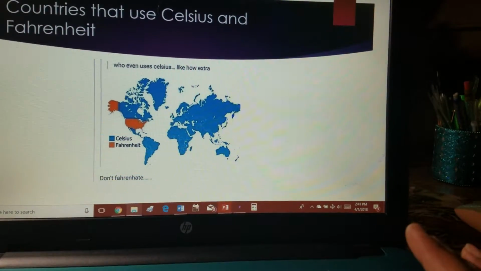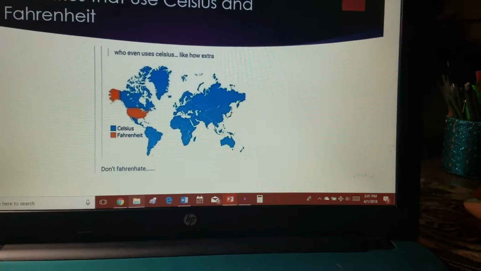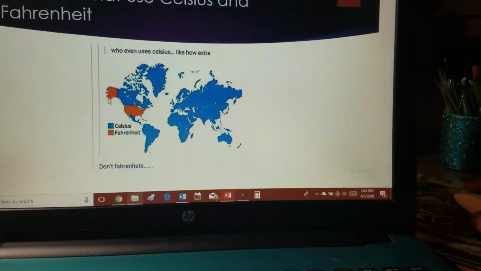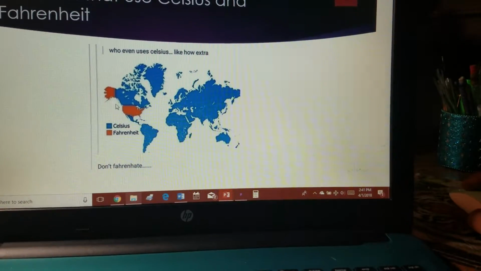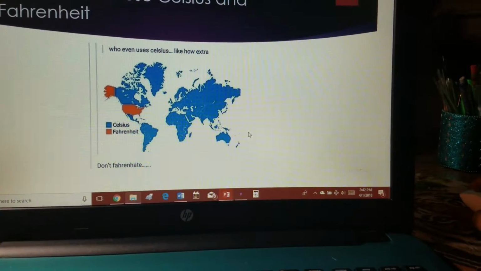Countries that still use Fahrenheit are shown in red, which is Alaska and the United States. Basically, the United States and its territories still use Fahrenheit. All the rest of the world uses Celsius.